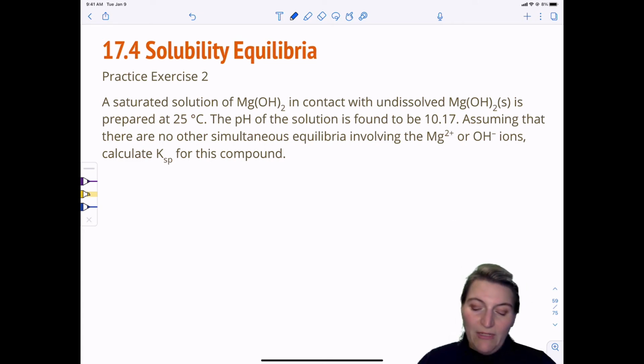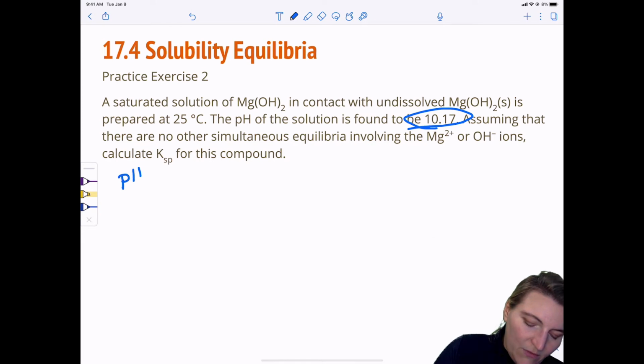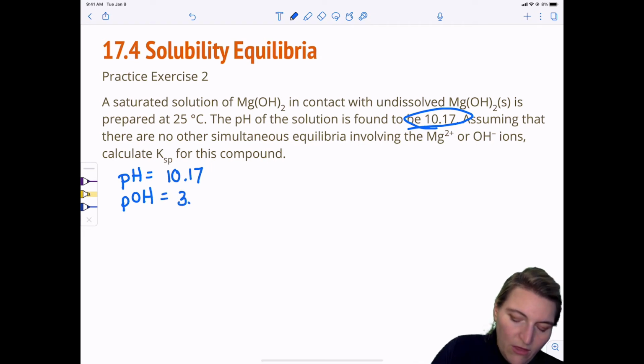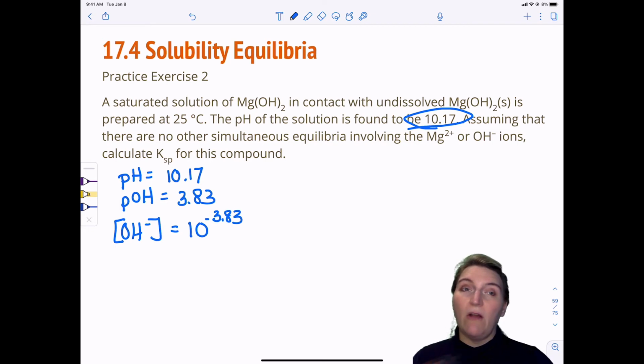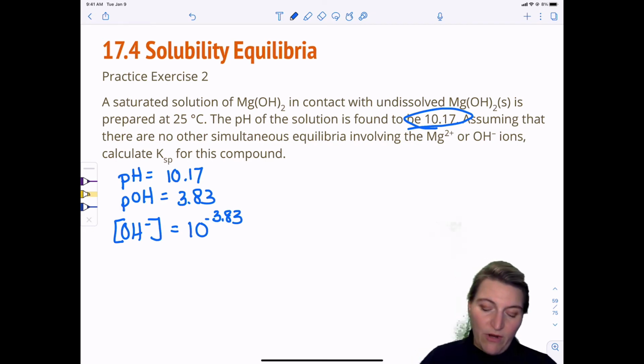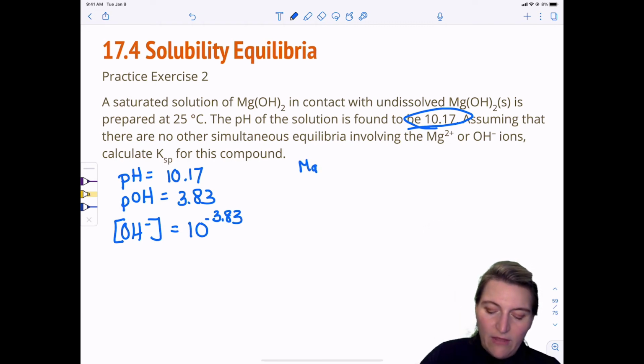A saturated solution of magnesium hydroxide, pH is found to be 10.17. That's going to be key because I know that if the pH is equal to 10.17, then the pOH must be equal to 3.83, which means the concentration of the OH- is 10 to the -3.83. If you need to go back and refresh your memory on all of those pH, pOH, concentration relationships, go back and refresh your memory on that because it will become important in this chapter and the next unit.